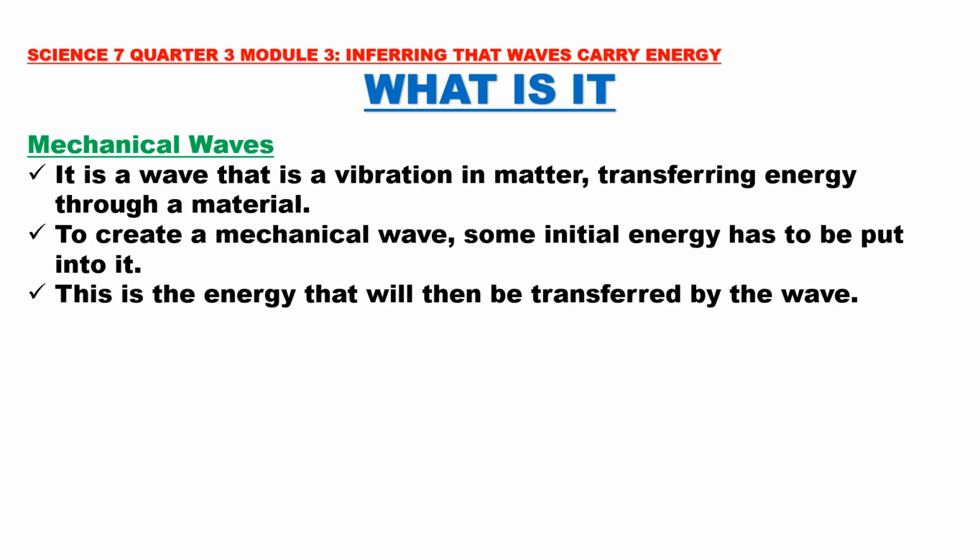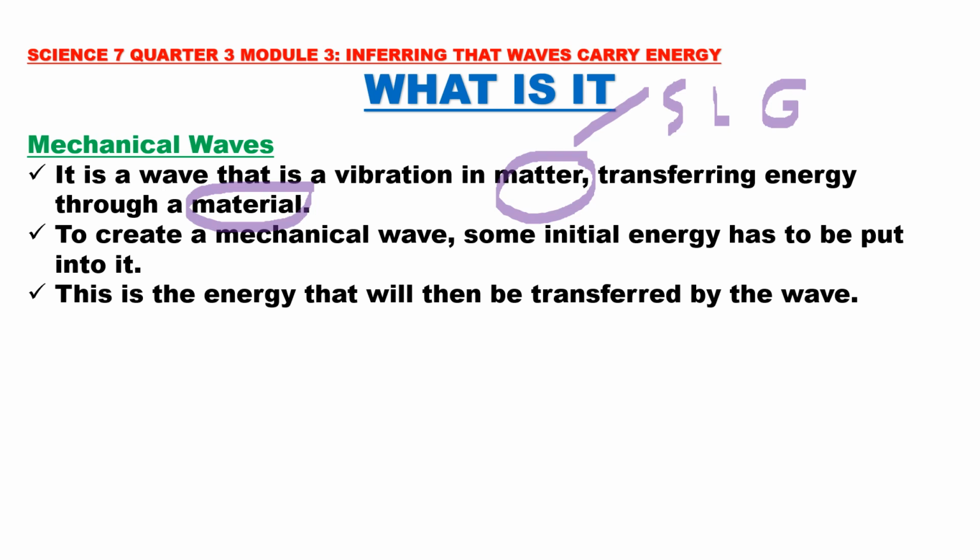So next, let's discuss the two types of waves. First one is mechanical waves. So ano ba ang mechanical waves? So it is a wave that is a vibration in matter, transferring energy through a material. So para magkaroon ng mechanical waves, kailangan natin ng matter. So pwedeng solid, pwedeng liquid, or pwedeng gas. Tapos, yung energy natin transfers through a material.